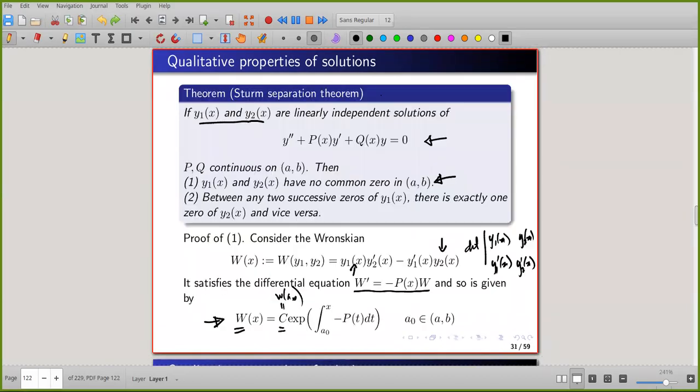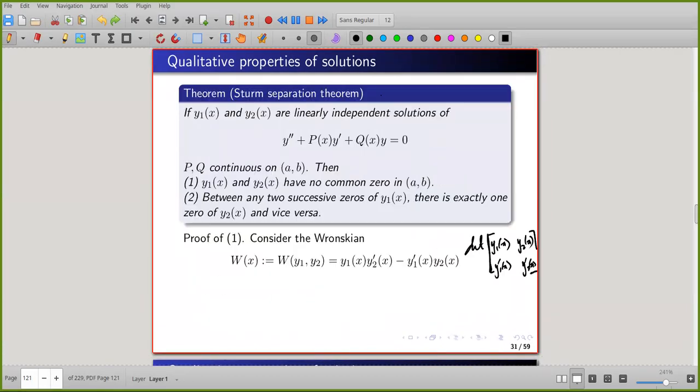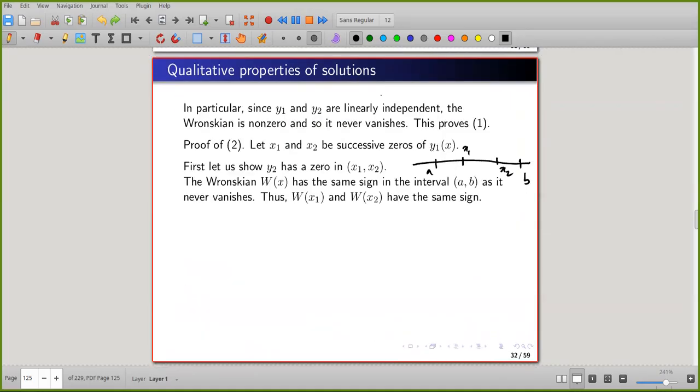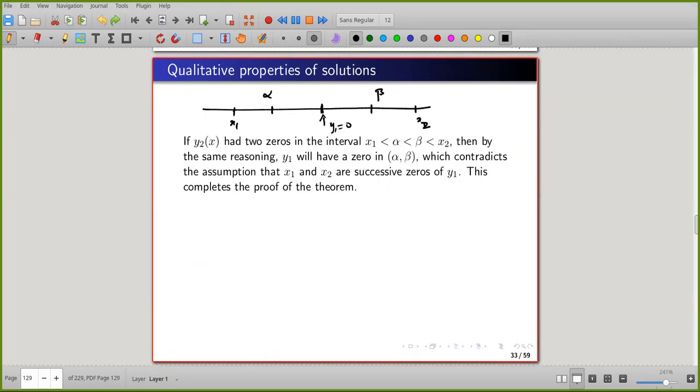Let's just look at the theorem once again, this Sturm separation theorem. y1 and y2 are two linearly independent solutions of this equation. First of all, they have no common zeros in the interval where P and Q are defined. Secondly, between any two successive zeros of y1, there is exactly one zero of y2 and vice versa. So this is a very interesting theorem. Let's go ahead.